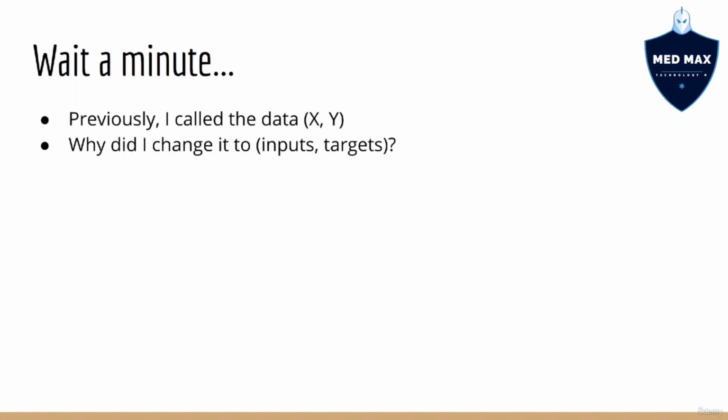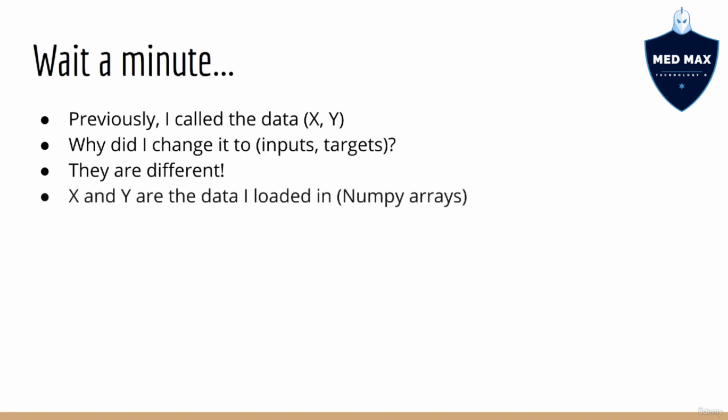Now you may have noticed something strange in the previous code snippet. Previously, I called the data x and y, but in the previous code snippet, I used the variable names inputs and targets. Is this just a matter of some trivial renaming? Or did I really mean to say that they are different things? In fact, they are different things. When I load in the data, I usually call the inputs x and the targets y, and usually they are numpy arrays. But one important detail that we haven't looked at yet is that PyTorch does not work with regular numpy arrays.